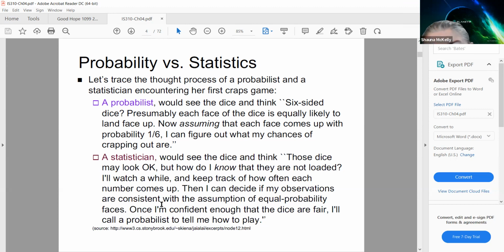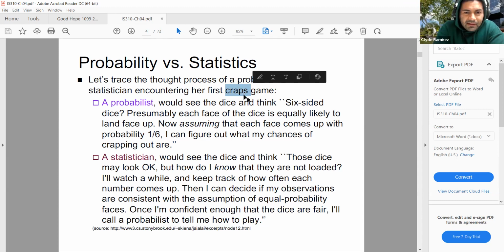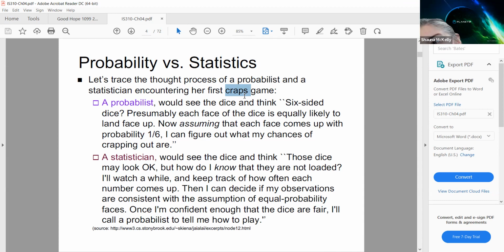Let's trace the thought process of a probabilist and a statistician. So, first of all, I have to ask this, forgive me, I'm not trying to insult your intelligence, but I have a lot of students. Do you know what craps is? Oh yeah, the game in Vegas, the dice. It's a dice game, right? I have a lot of students and we get problems about craps and they're like, I don't know what that is. It's a dice game that's usually played with 2 dice, and it's based on the sum that you throw, whether you win or lose or throw again.